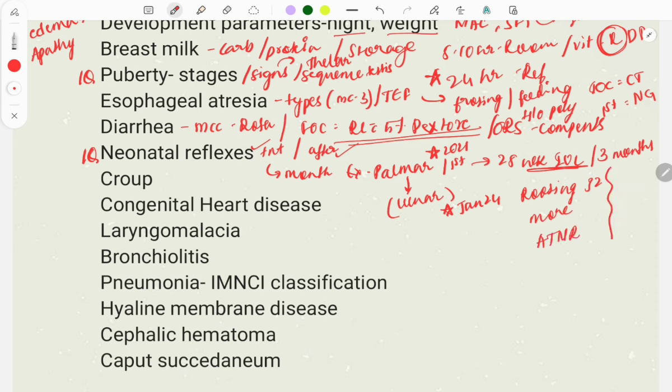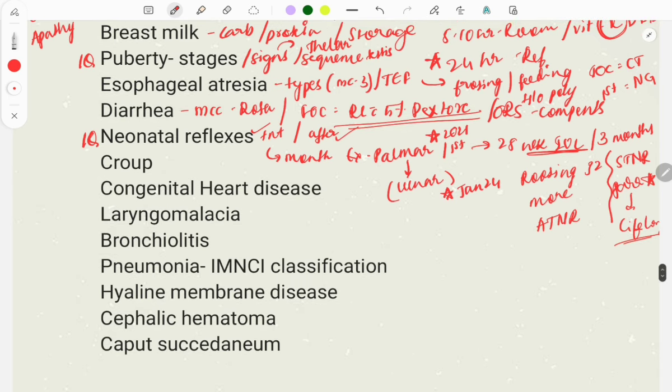Now the two which appear after birth are the asymmetric tonic neck reflex and the parachute. A question was asked on this parachute, that this reflex stays till which month of life. So this stays for lifelong. It does not disappear, so it stays for lifelong.